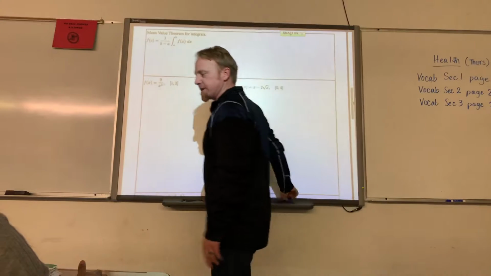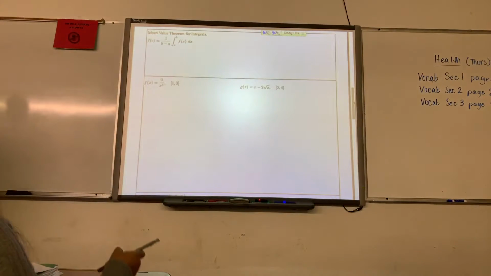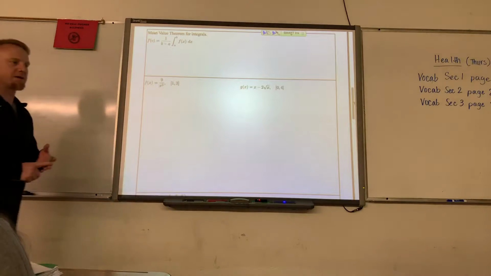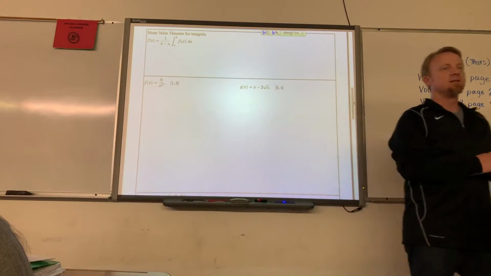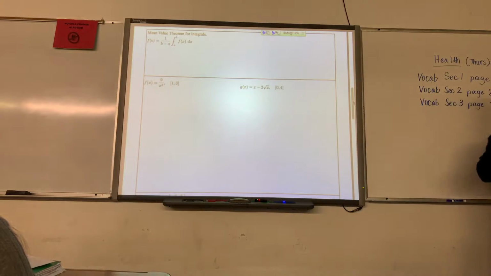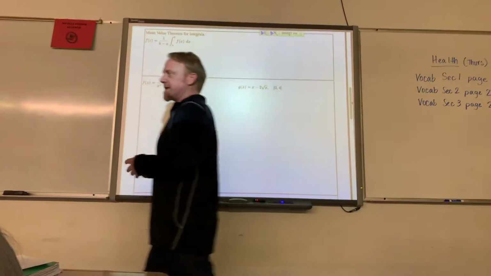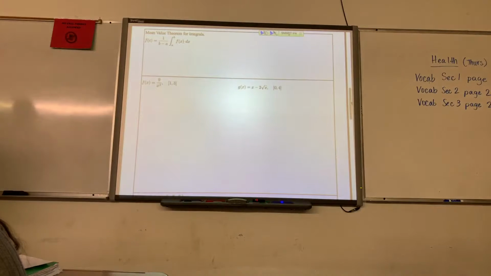Now we're getting into the MVT for integrals. Somebody raise your hand and tell me what was going on with the MVT for derivatives. A-rock equals I-rock. Okay, and what do we use the MVT for derivatives to prove? That an I-rock exists. Same concept though, right? So we use the MVT for derivatives to prove that an I-rock exists.